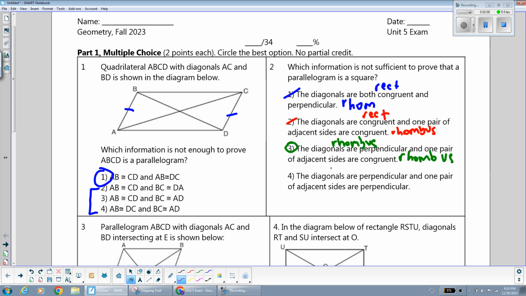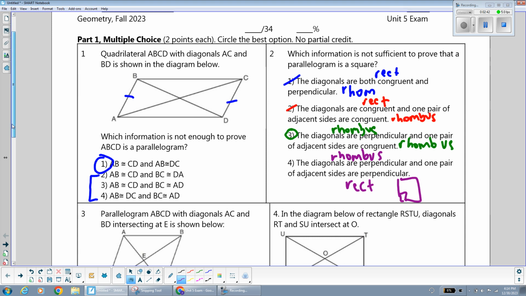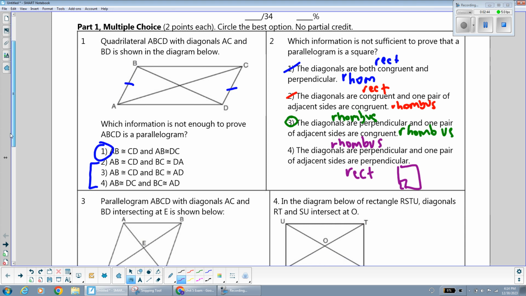For answer choice 4, it does have a rhombus property, diagonals are perpendicular, and a rectangle property. One pair of adjacent sides being perpendicular means that two sides next to each other form a right angle. Perpendicular lines form right angles. And we know that if our parallelogram has one right angle, all of the angles are right angles, and that makes it a rectangle. So the answer choice here that would not show a square is answer choice 3 because it does not have both a rhombus and a rectangle property. It only has two rhombus properties.